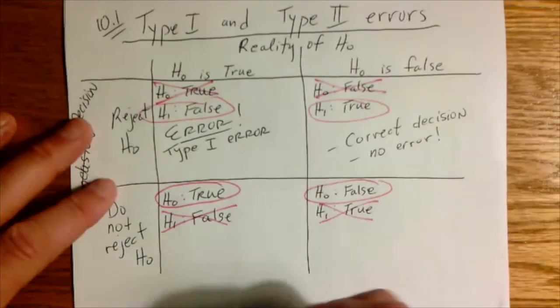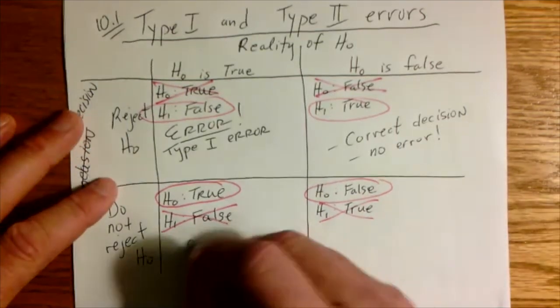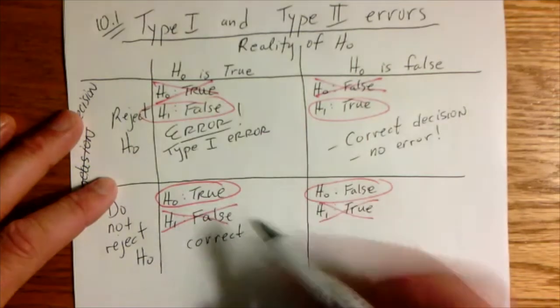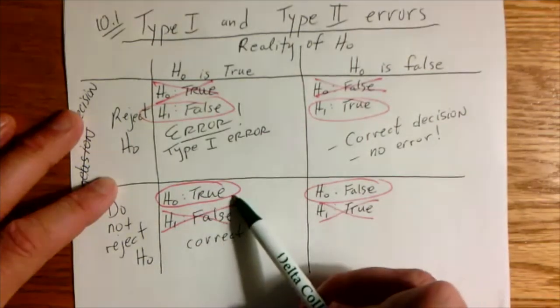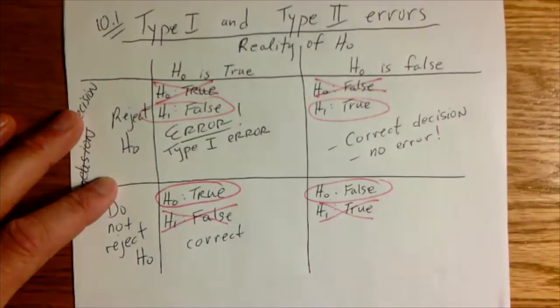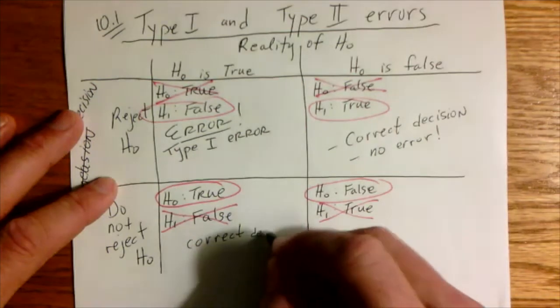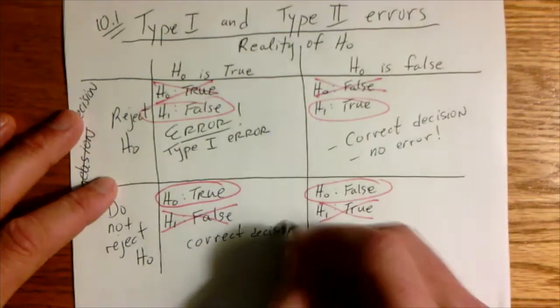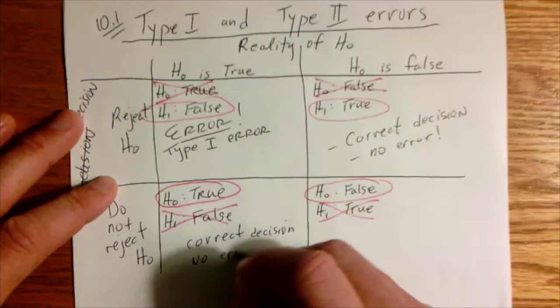Okay, thank you. You guys are right. This was a correct decision as well. We would want to not reject a true statement. We don't want to reject a true statement in favor of a false one. We always want to make the correct decision, and that's what would happen here. All right, so this is no error as well.